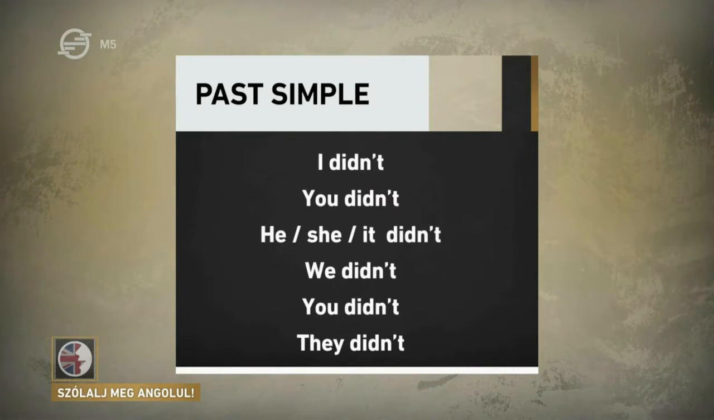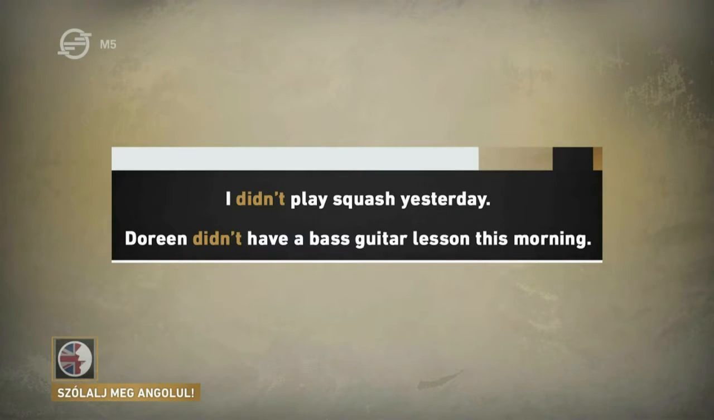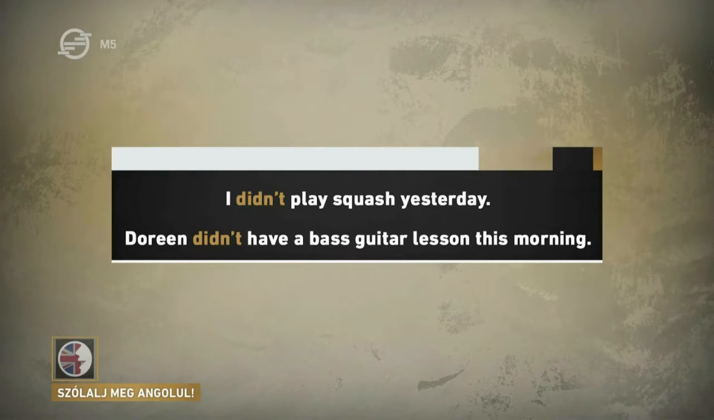To make a negative, we use didn't, did not, and we put didn't, did not, between the subject, I, Tim, Doreen, they, and the main verb in the infinitive, like this. I didn't play squash yesterday. Doreen didn't have a bass guitar lesson this morning. Okay. Is that all in place in your brain? Good. All that information slotted into the right gap in your head. Magic. Okay. Now, let's get back to will.